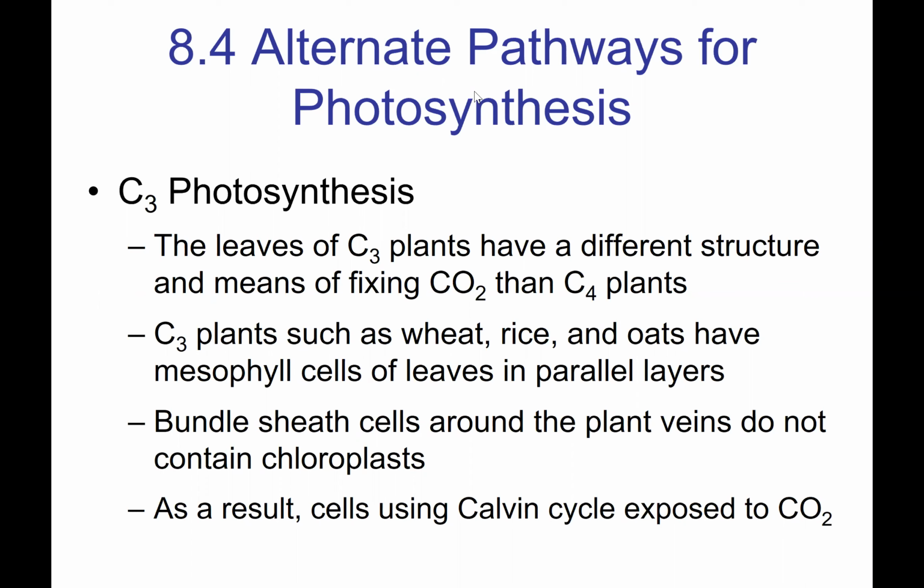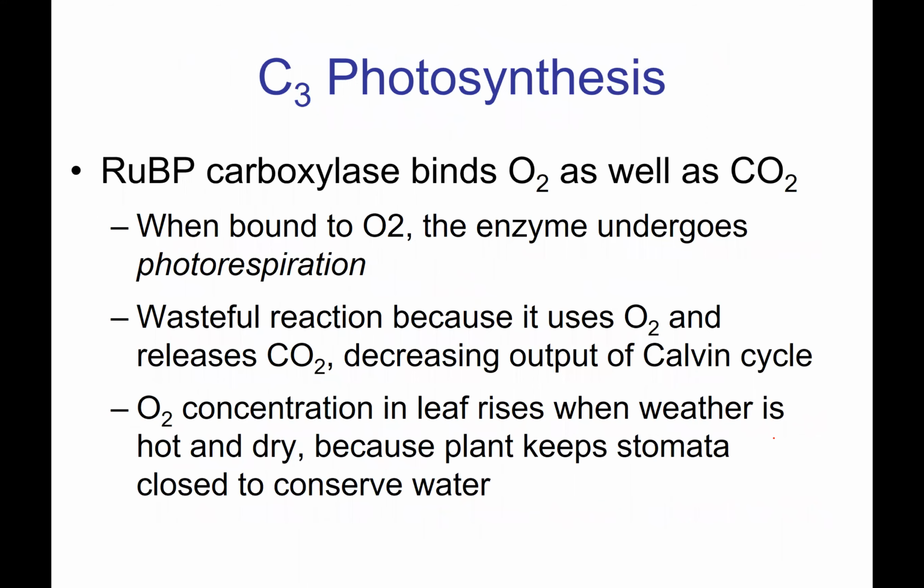So C3 photosynthesis: in this, the leaves are going to have different structure and means of fixing carbon dioxide than C4 plants. These are what you would think of as typically your plants: wheat, rice, oats, things like that. They have mesophyll cells that are parallel, and some of their cells don't contain chloroplast. So as a result, cells using the Calvin cycle are exposed to carbon dioxide.